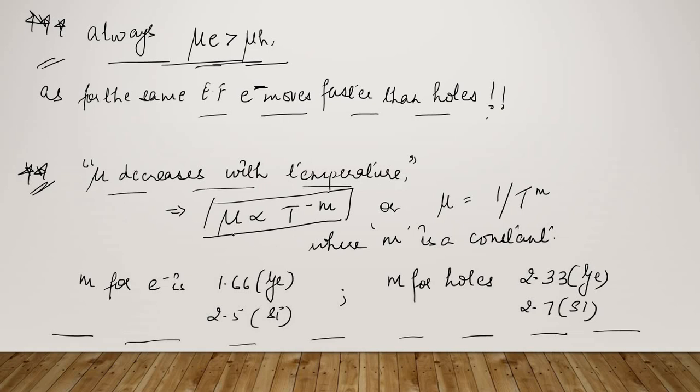Also, another key point is that mobility of any charge carrier decreases with increase in the temperature, that is mu is proportional to T to the power minus m, or you can say mu is proportional to 1 upon T to the power m, where m is mostly a constant. For holes, m in case of germanium is 2.33, for silicon it is 2.7, whereas for electrons you use m equal to 1.6 for germanium and 2.5 for silicon.